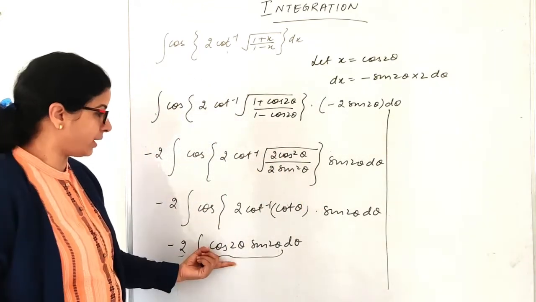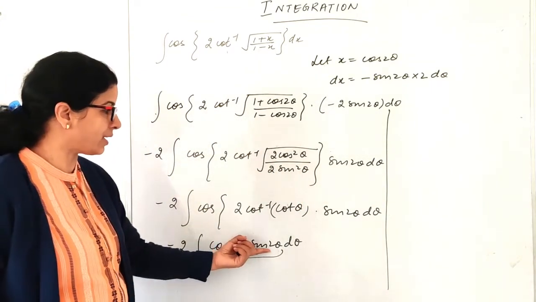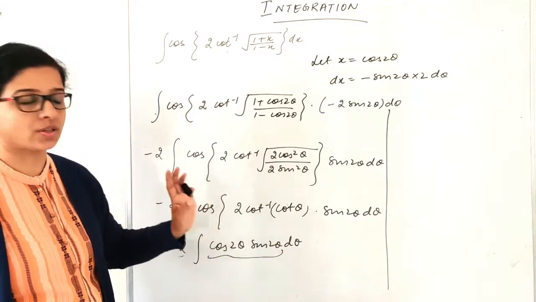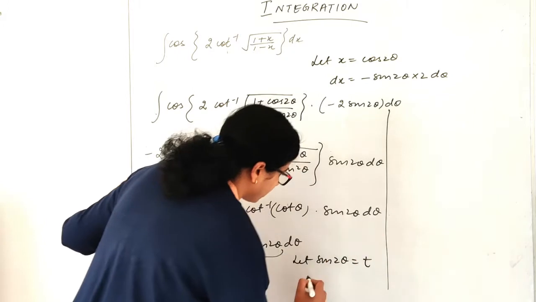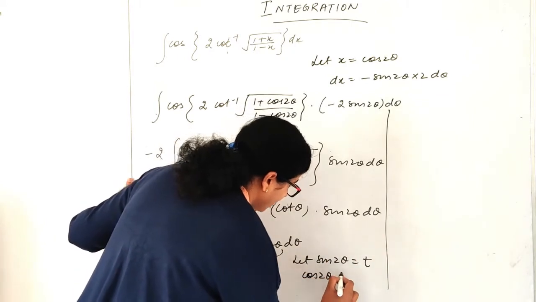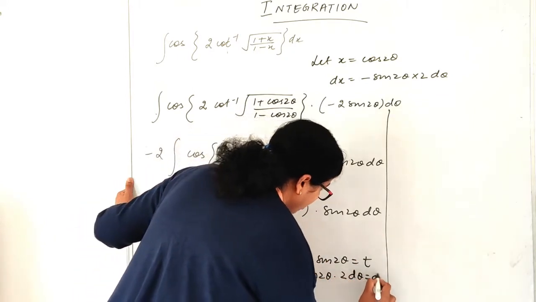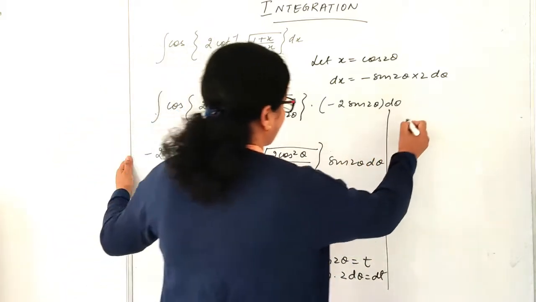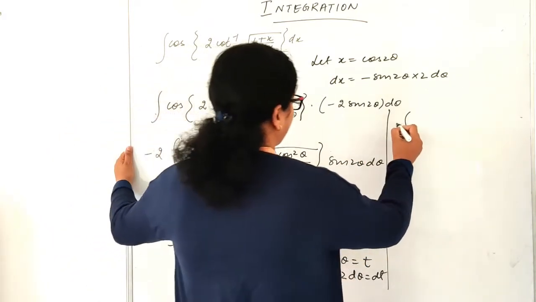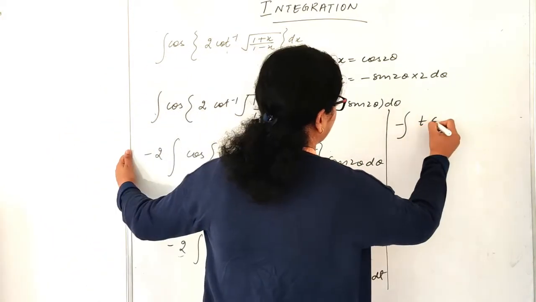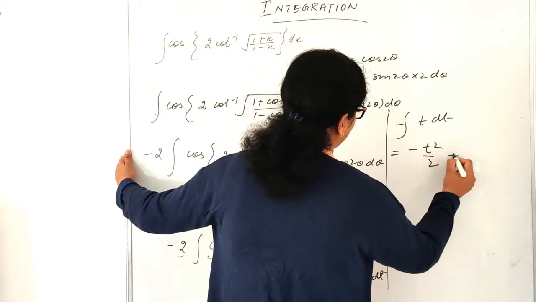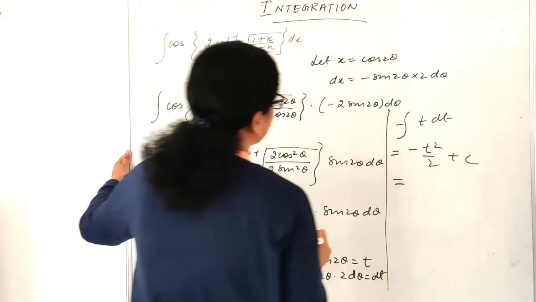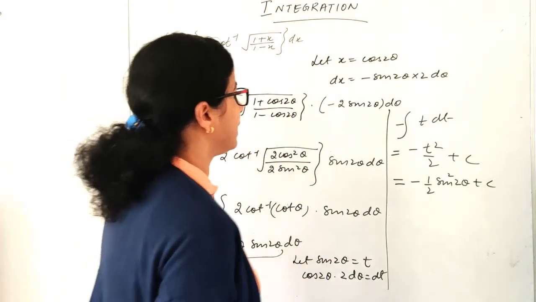So now in this case, I can take either sin 2 theta as t or cos 2 theta as t. Okay, so let us assume sin 2 theta is equal to t. So cos 2 theta into 2 d theta is equal to dt. So now let us substitute. It will become minus t dt, which is nothing but equal to minus t square by 2 plus c, equals to, substitute the value of t, right?